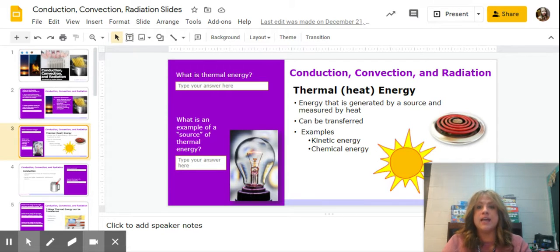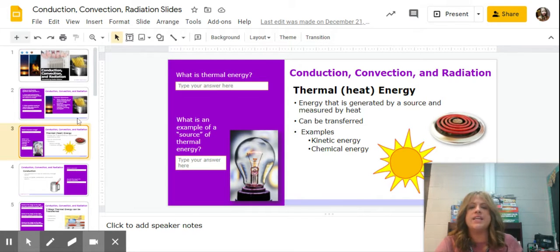Kinetic. Kinetic is motion. We learned about that. So the faster you go, it generates heat. Chemical. Chemicals generate heat to be able to do their chemical change. The sun generates heat. An oven generates heat. There's many things around us that generate heat.